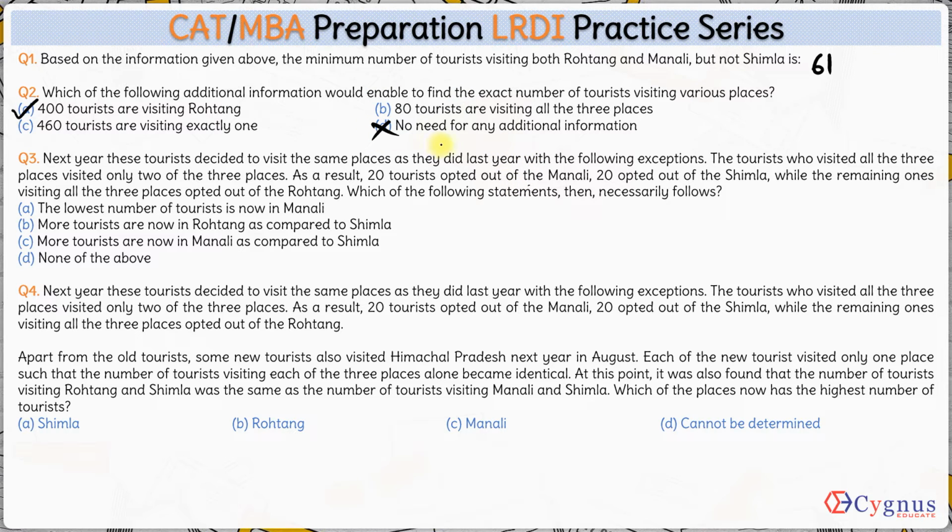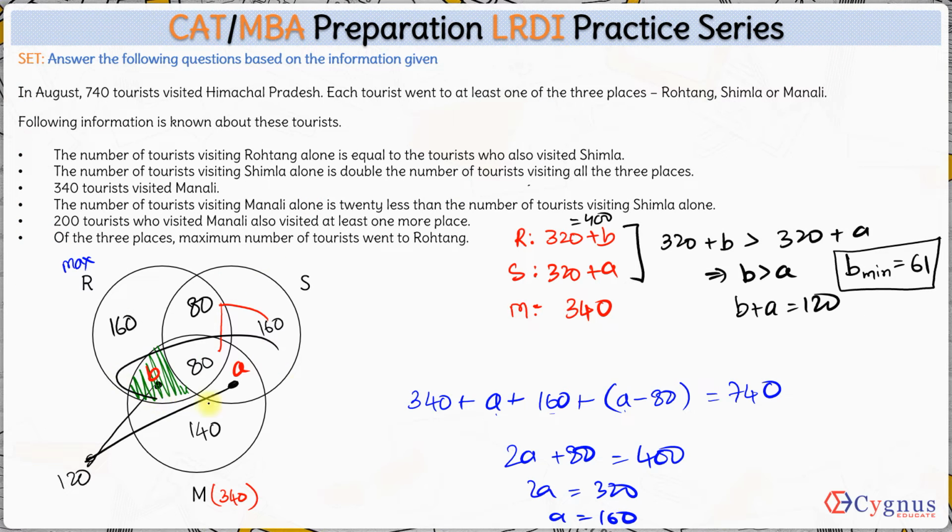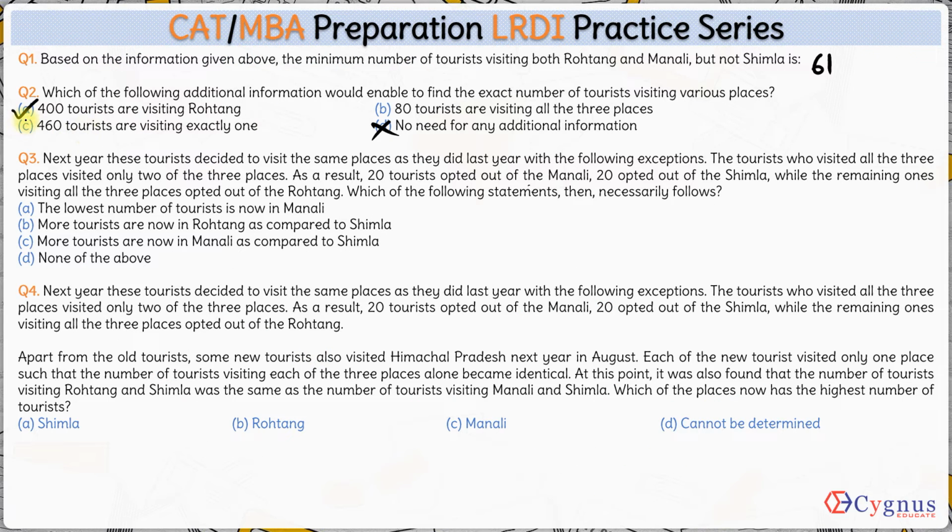Option D cannot be the correct answer. Option D says no need for any additional information. We already know all the information, but we don't know the values of A and B yet. So option D cannot be the correct answer. The right answer is option A over here. Fine. Now let's look at the next question.